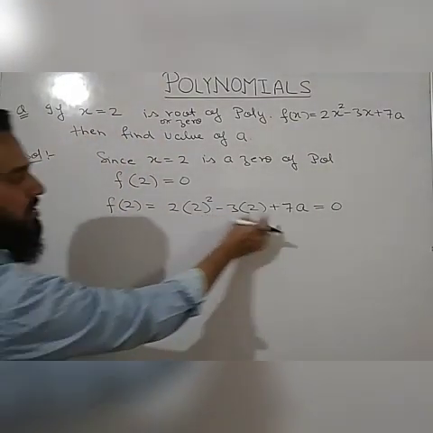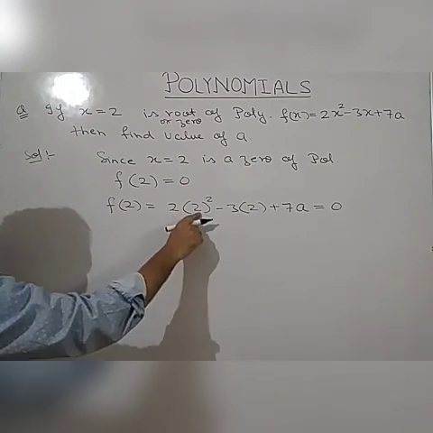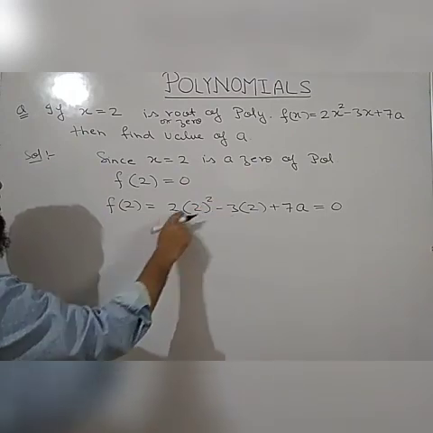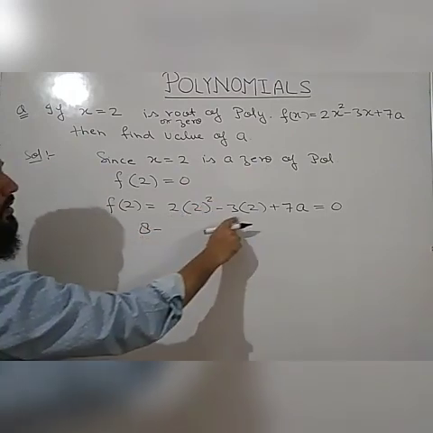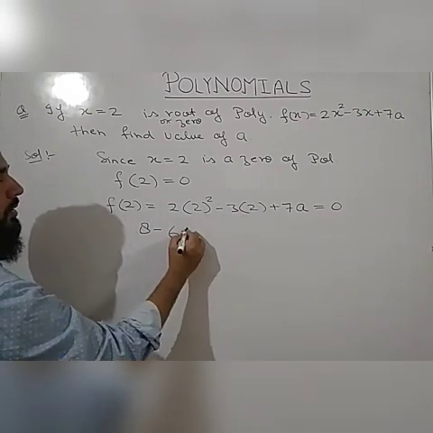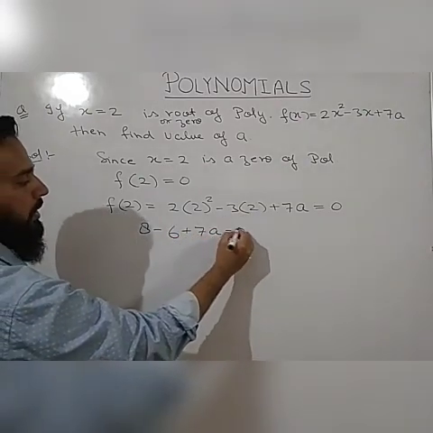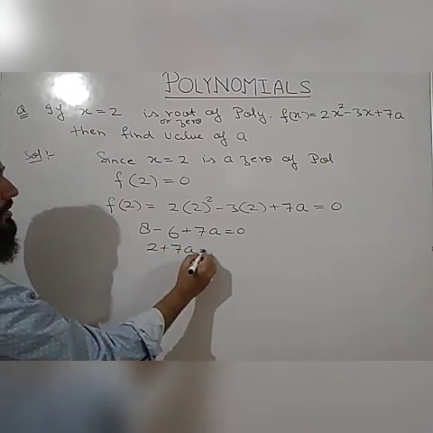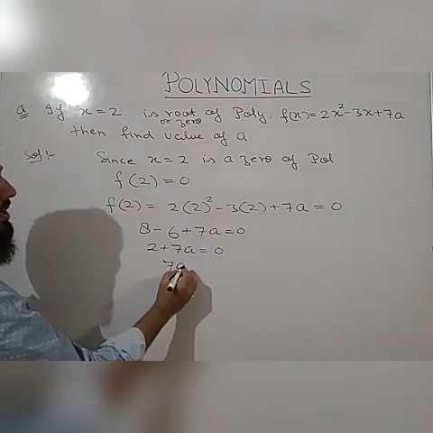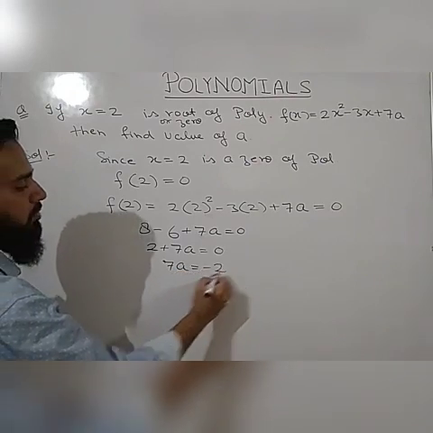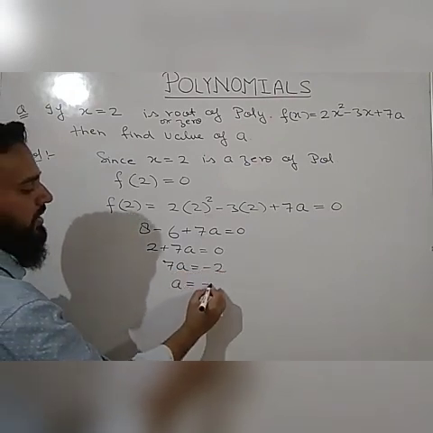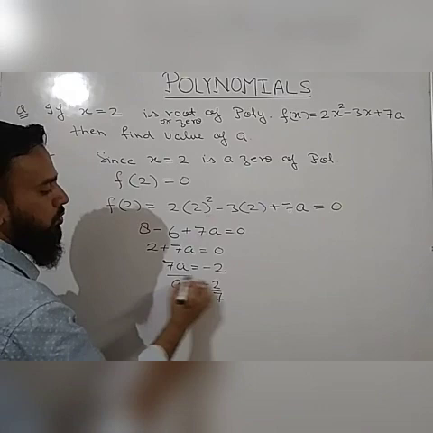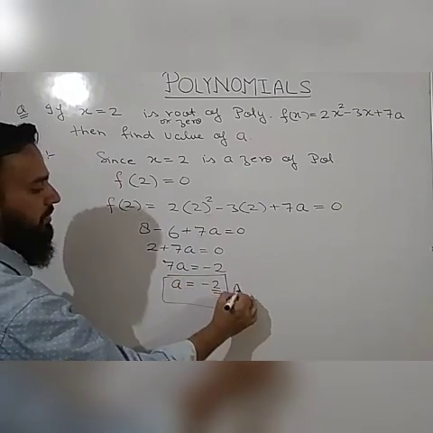Now we can solve this. 2 square is 4, 2 fours are 8, minus 3 into 2 is 6, plus 7a is equal to 0. So we get 2 plus 7a is equal to 0, or 7a is equal to minus 2, or the value of a is equal to minus 2 upon 7. It will be our answer.